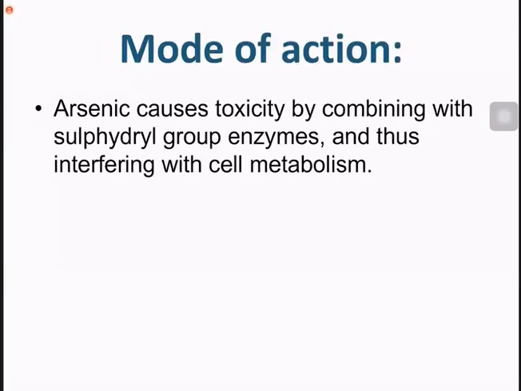Now, what is the main mode of action? Why is arsenic so deadly? There are certain sulfhydryl groups on certain enzymes in our body. If you remember from your biochemistry, you might recall something called a sulfhydryl group that's present on many enzymes and many protein structures in our body. What arsenic does is it combines with this sulfhydryl group and blocks the enzyme's action, and therefore interferes with important metabolic processes and functioning of the cell.